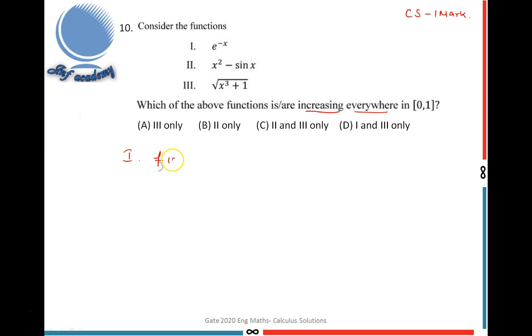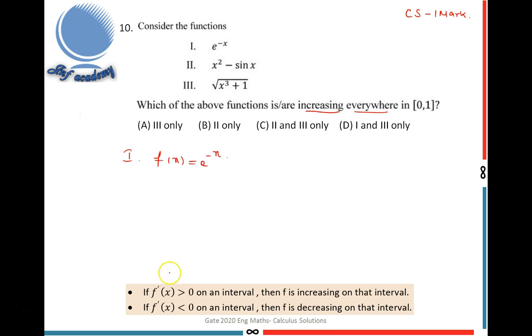Statement 1: f of x equal to e power minus x. Here I use the increasing decreasing test. That is, if f dash of x is greater than 0 on an interval, then f is increasing on that interval. If f dash of x is less than 0 on an interval, then f is decreasing on that interval, for all the values in the interval. This is important. This is the increasing decreasing test.